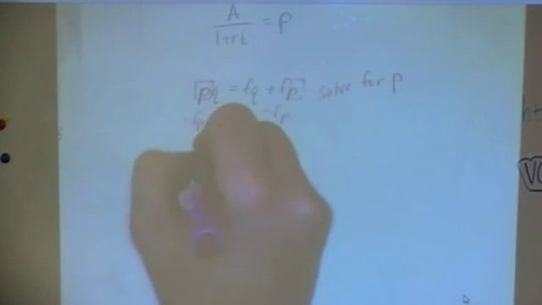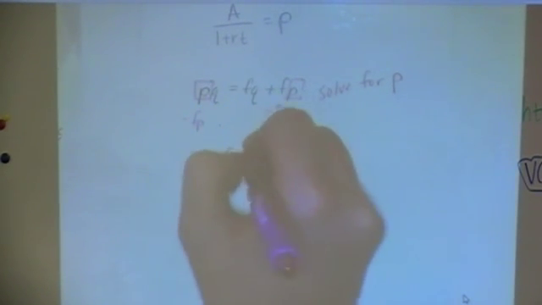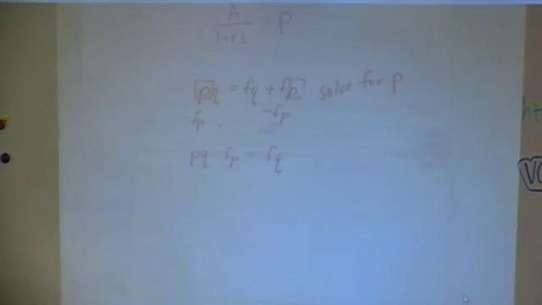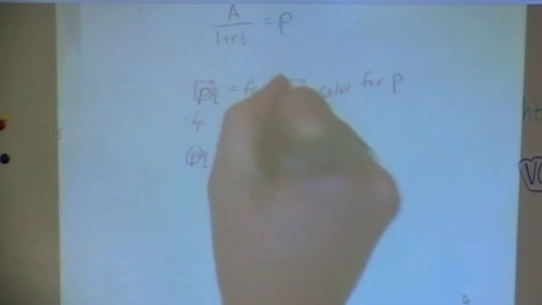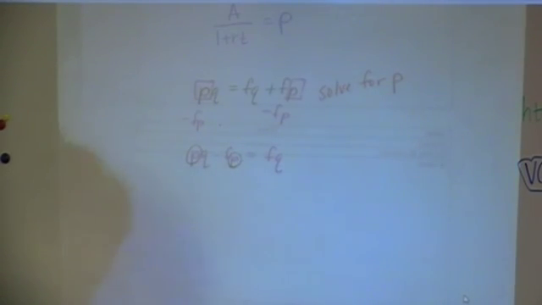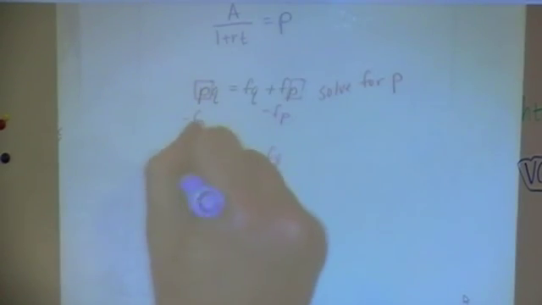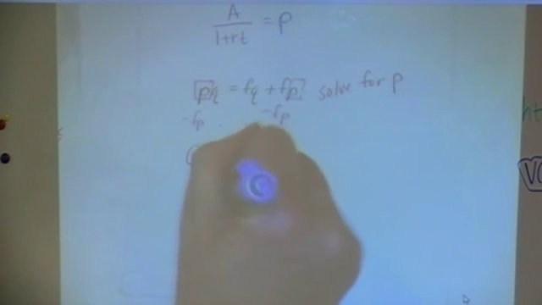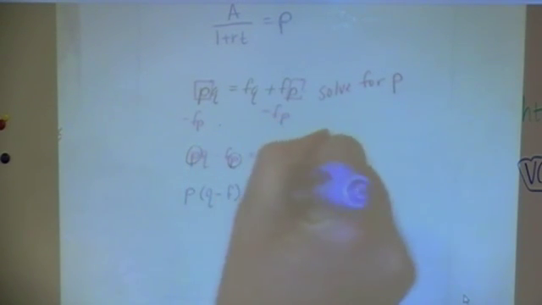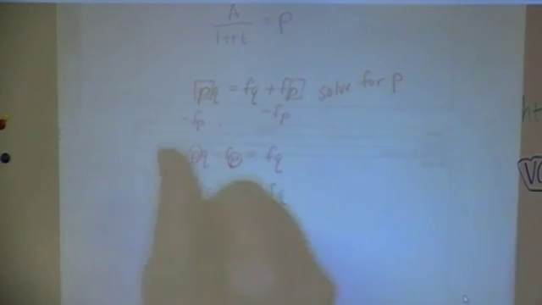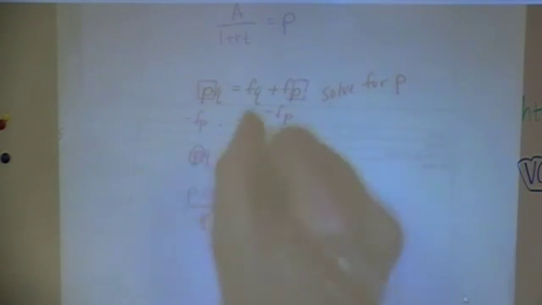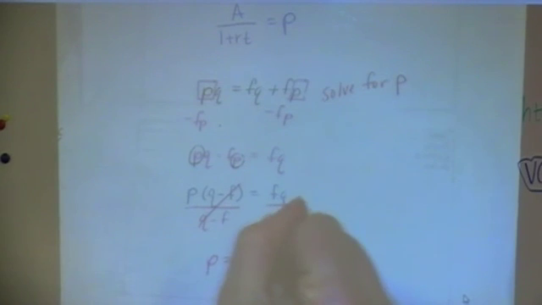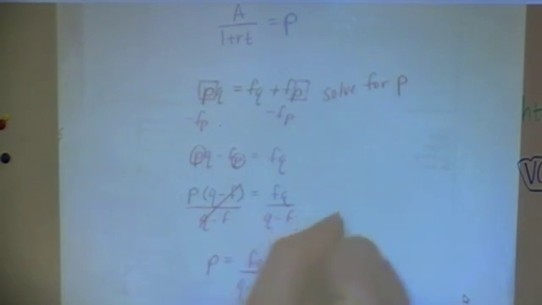So I end up with PQ minus FP equals FQ. Now again, I'm in the same boat that I was in a minute ago. I have two P's, so I'm going to factor out a P. That leaves me Q minus F. And then you can just divide by Q minus F. And that's it. So I got P equals FQ over Q minus F.